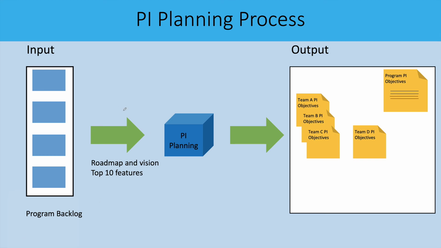Let us now look at the PI planning process. Before we start the PI planning event, we have some inputs. We have a vision and the top 10 features from the program backlog. We then take these into our PI planning event. Before the PI planning event comes to an end, the team should have a set of committed objectives and a program board which shows us the plan for the next 8 to 12 weeks.